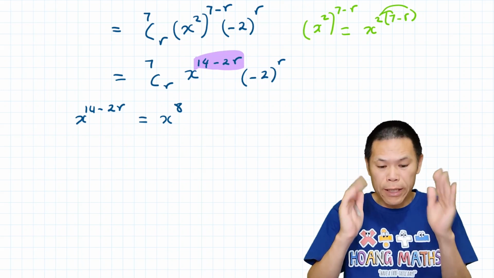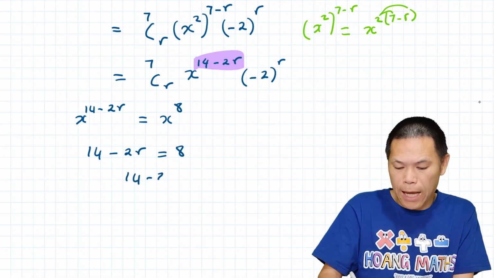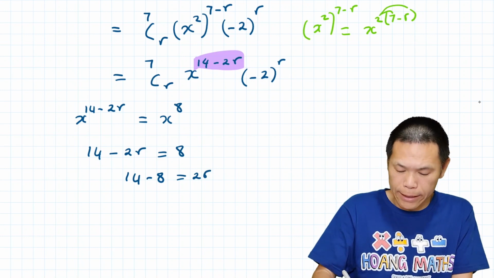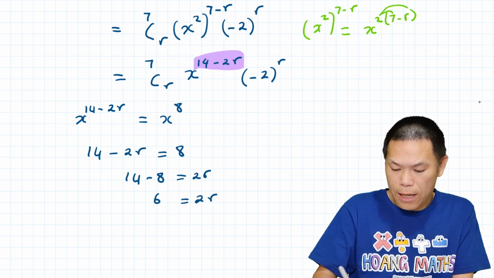Okay. So this means that 14 minus 2r is equal to 8. So therefore 14 minus 8 is 2r. Of course, 14 minus 8 is 6. So therefore, 6 is equal to 2r. So therefore, r is 3.